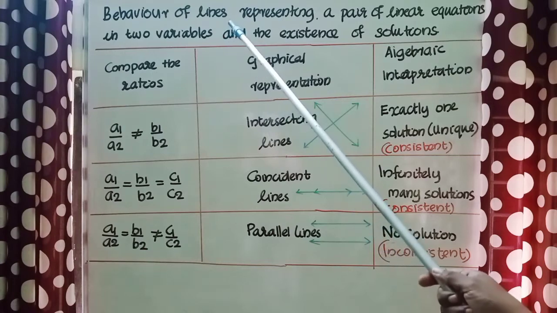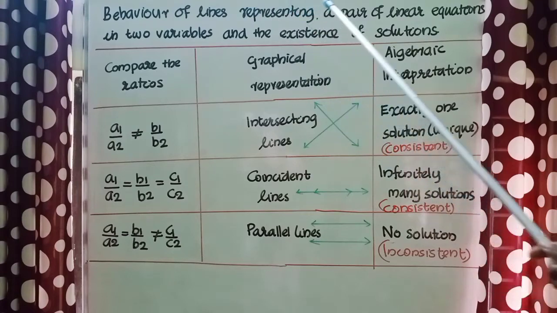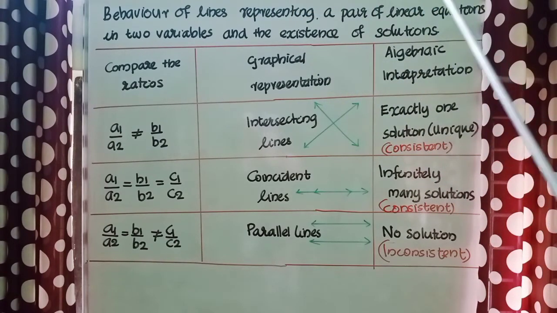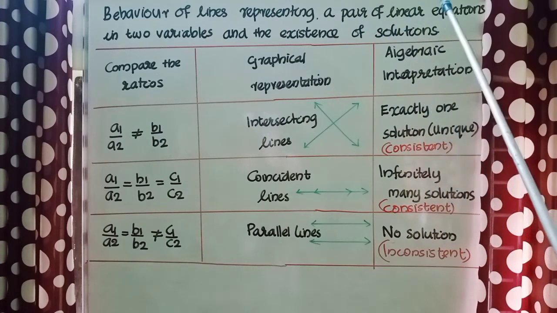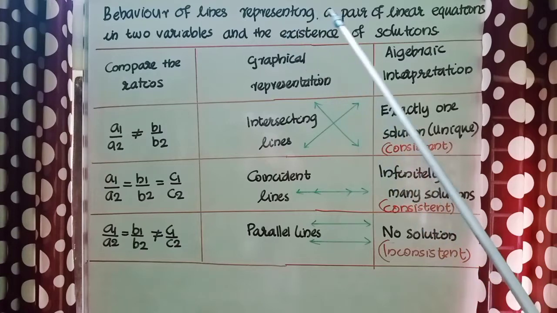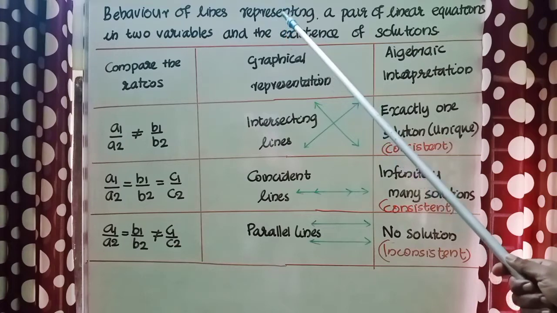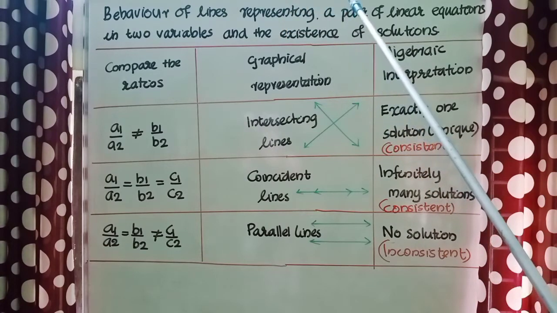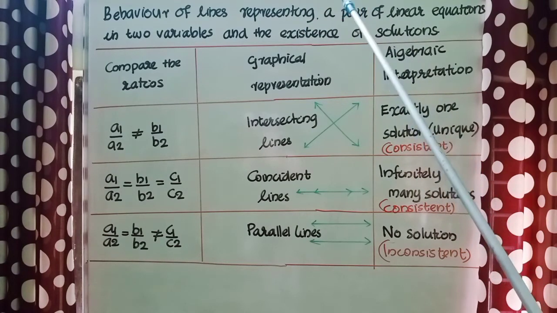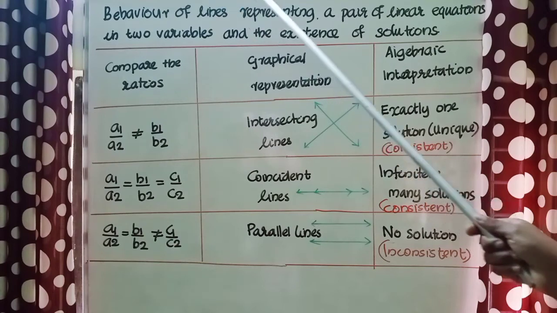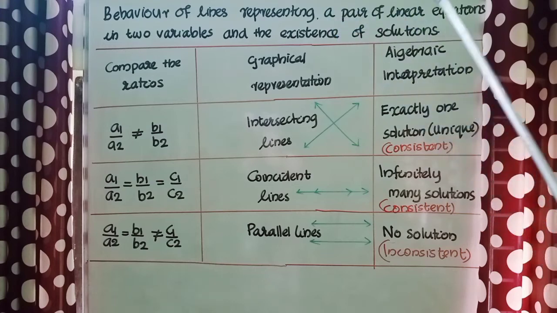In this video, we are going to discuss the behavior of lines representing a pair of linear equations in two variables and the existence of solutions. We know the pair of linear equations in two variables in the form a1x plus b1y plus c1 equal to 0, a2x plus b2y plus c2 equal to 0. How is the behavior of those lines represented on the graph, and how do solutions exist?